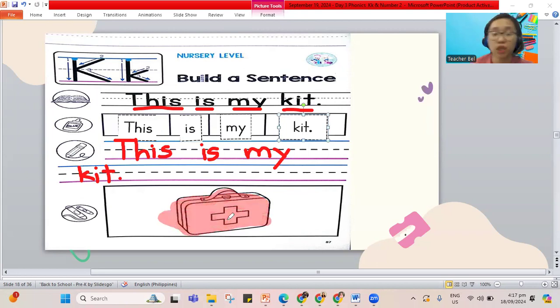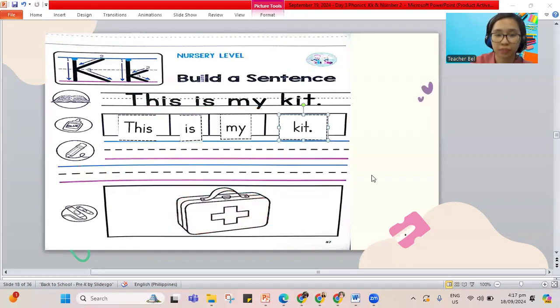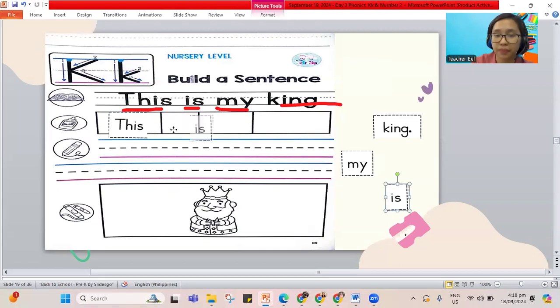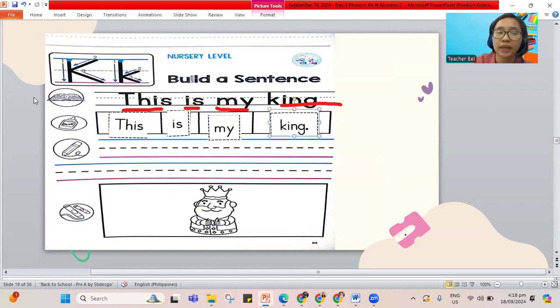So I have here the picture of the kit. Remember, you get to put the injection, the bandages, and medicine in a kit. Let's erase if you're done because I'll be moving on to the next page. Done with the sentence for kit. Let's do the sentence for the king. So let's read this one, our sentence. This is my king. So we have our king and let's paste the sentence. This is my king. And let's write.